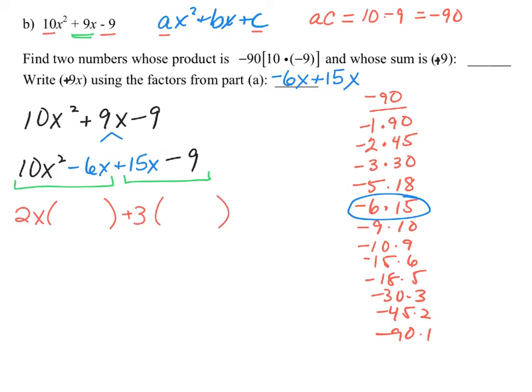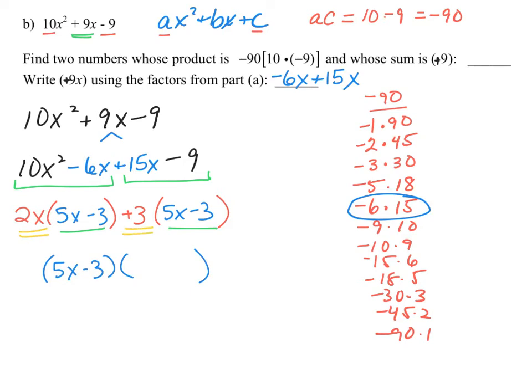By factoring out the greatest common factor of 2x from the first 2 terms, we get 5x minus 3. And factoring out a 3 from the last 2 terms, we get 5x minus 3. So then we have 2 large groups, and the common factor here is 5x minus 3. And what we have left over when you factor out the 5x minus 3 from both of those 2 large groups is the other factor of 2x plus 3.